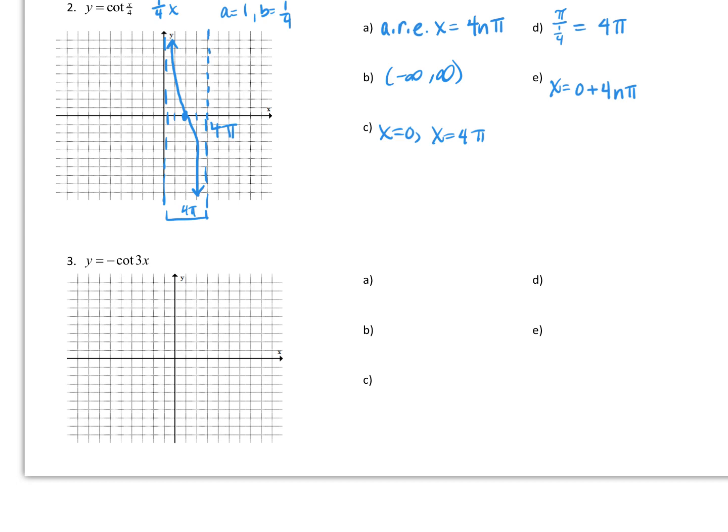Let's try the third one. Notice that a is negative 1 and b is 3. Okay, so that's going to change our direction, right? The bx, or the 3x, let's just do this. So 3x equals 0, so that brings that left asymptote is still at 0. 3x equals pi, so I have to divide by 3. So the other asymptote will be at pi over 3.